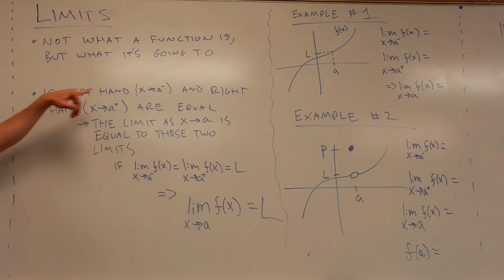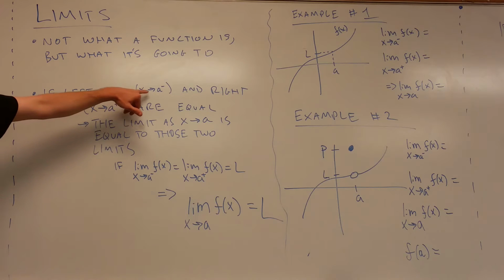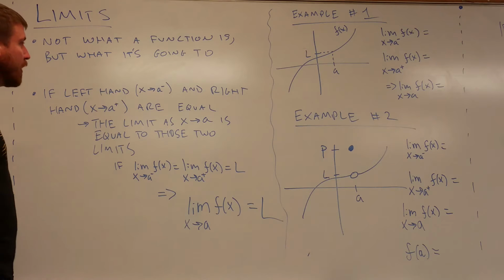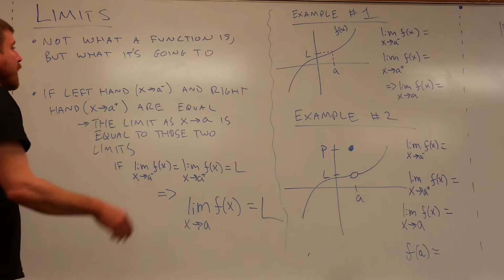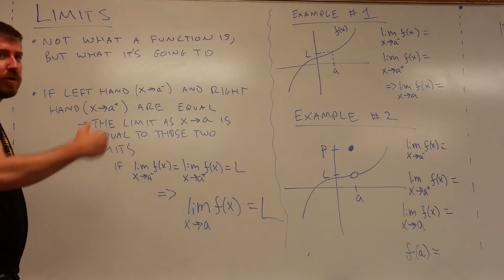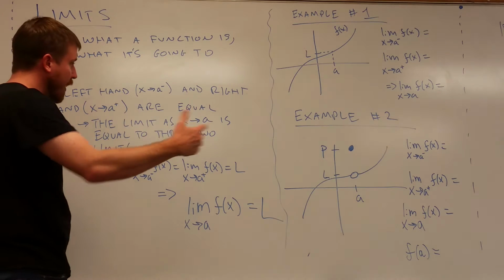So we say, if a left-handed limit, remember that's as x approaches some value from the left, and we use that minus sign to indicate from the left because the left is less than. And the right-handed limit, again, we use a plus for that symbol because plus means greater than. If it's from the right, it's greater than that value.